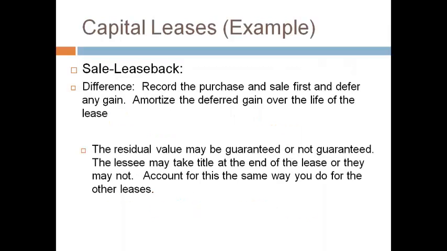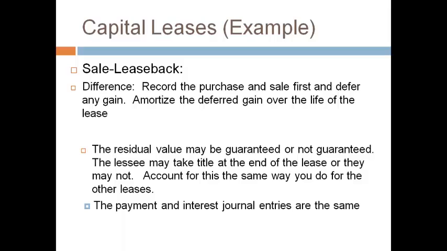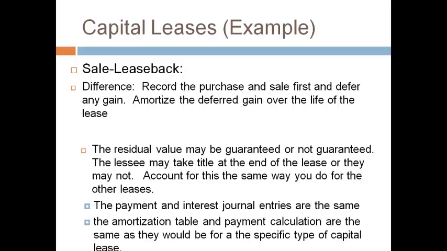The only difference in accounting for a lease that is a sale-leaseback is the purchase and the sale recorded first and the gain on sale deferred. The deferred gain is amortized over the life of the lease. The terms of the lease can be any that we have discussed so far, guaranteed or unguaranteed or even a bargain purchase option, at a given rate and term of the lease. The accounting for the lease is determined by the features specified in the lease agreement.